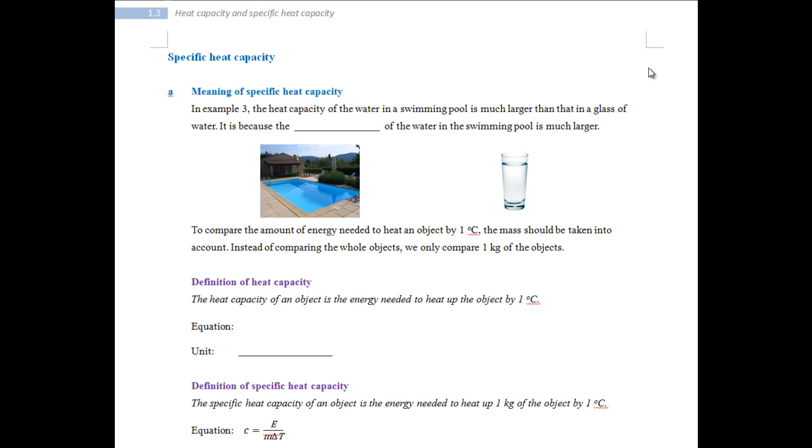In example 3, we compared the heat capacity of the water in a swimming pool and that in a glass of water. We know that the heat capacity of the water in a swimming pool is much larger. It is because the mass of the water in a swimming pool is much larger.